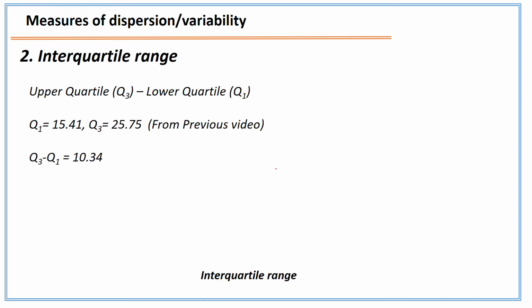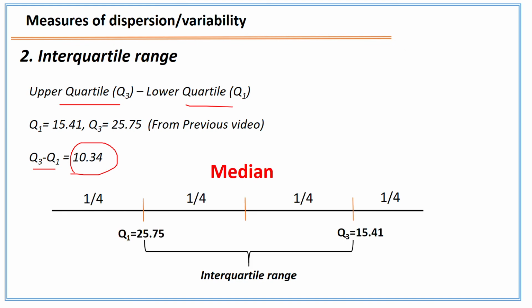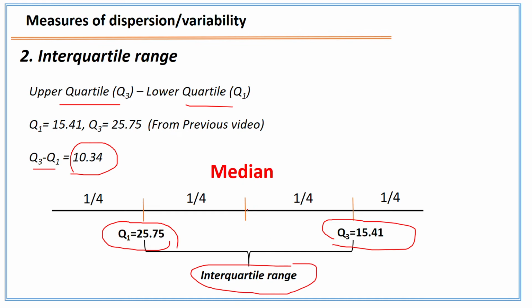Second is the interquartile range. As you all know, in my previous video we discussed how to calculate quartile 3 and quartile 1. When I subtract Q1 from Q3, the value I obtain is the interquartile range. Here you can see Q1 and Q3, and the difference between them is my interquartile range. It basically gives the 25% of the data on the left side of the median and 25% of the data on the right side of the median. This is what interquartile range means, and these values I have taken from my previous videos.